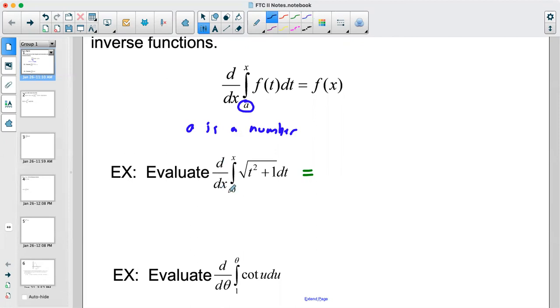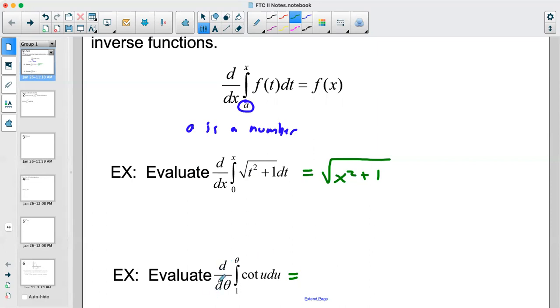So for this derivative with respect to x of this integral with respect to t, all you've got to do is plug the x in where the t is. I don't know why I'm writing in green, but what the hell? Square root of x squared plus 1. You see, I just replaced the t with the x. That was it. Nothing else to it. Second fundamental theorem of calculus. Seems really easy, but it gets a little trickier, though not hugely so.